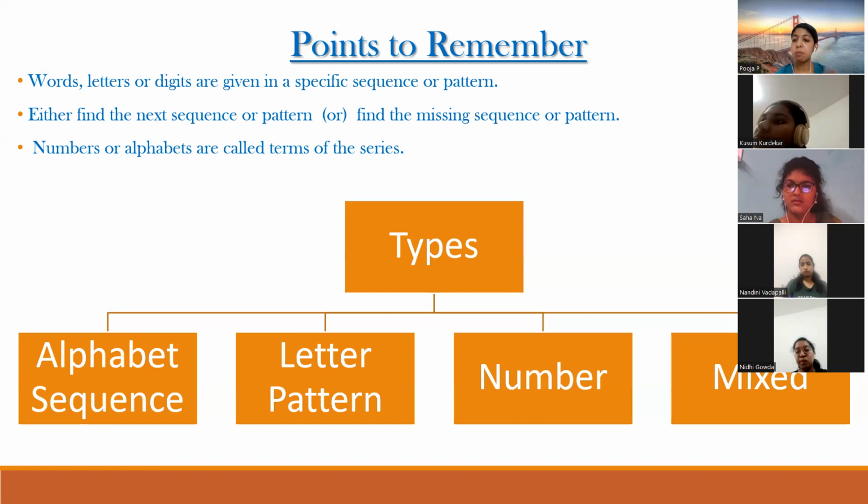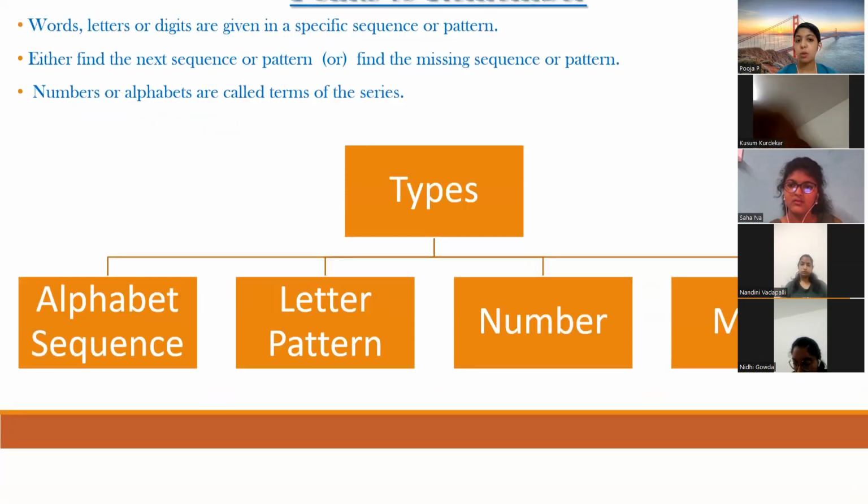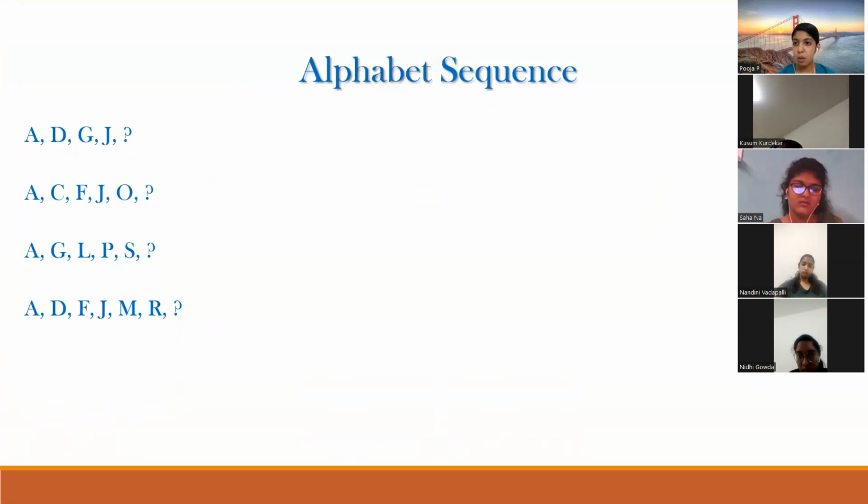Just as we tried to find the pattern in analogy, here we will be trying to find the pattern. In analogy, at least you had some reference to the vocabulary meanings. Here you do not have that. So today we will be starting with alphabet sequence, also known as alphabet series or letter sequence. Here you're given letters. We have four different sequences given, and we have to find out the next sequence. The first one is A, D, G, J.